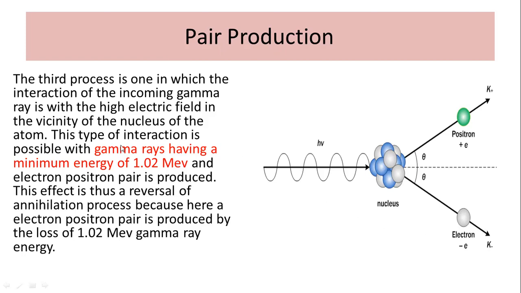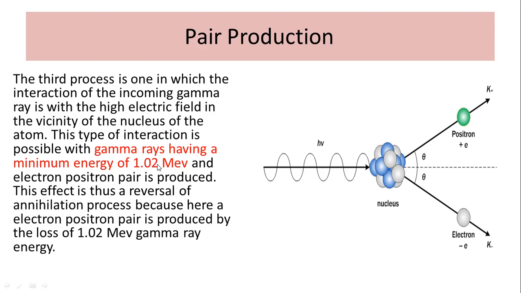The condition is given over here, because contrary to the previous two examples, the photoelectric effect and the Compton effect, this is the third process in which the incoming gamma ray interacts with the high electric field in the vicinity of the nucleus of the atom. This is one of the important points: it hits the nucleus of the atom. This type of interaction is possible when the gamma ray has a minimum energy of 1.02 mega electron volt, and this is the condition. If it is less than 1.02, then this process is not going to happen. And why this is the reason for 1.02, I will explain in the coming slide.